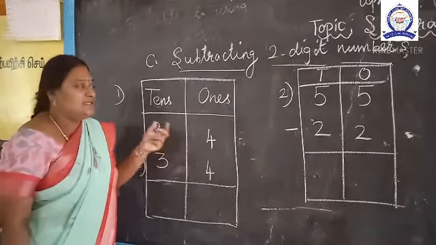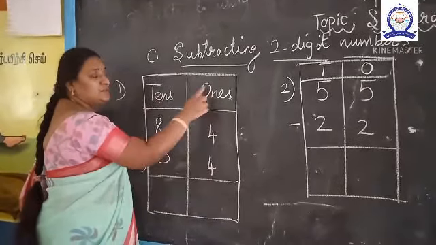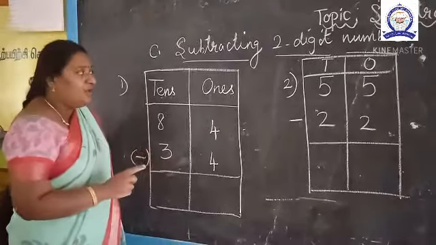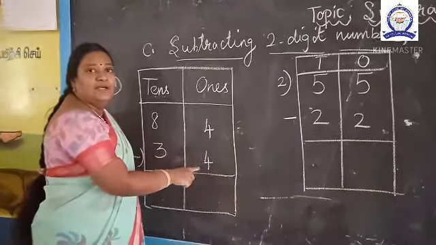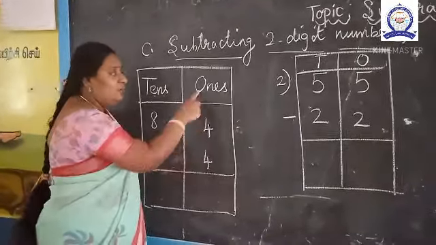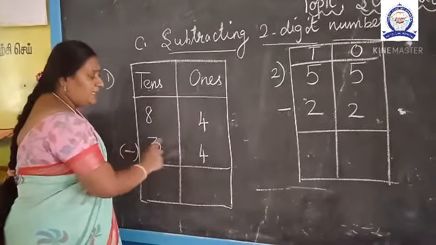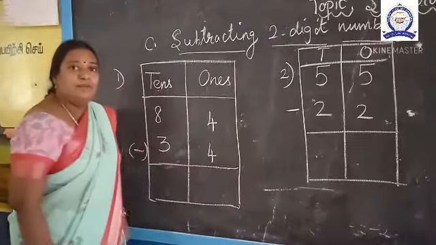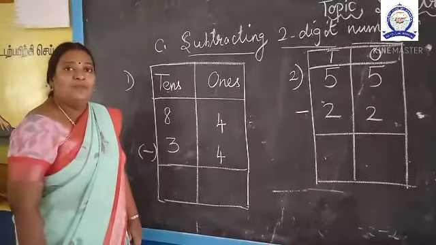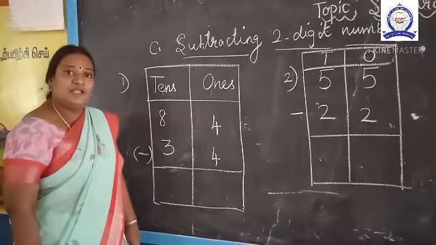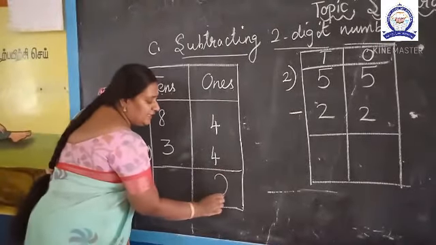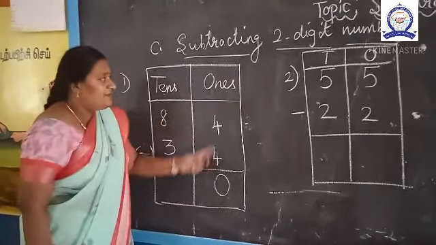You have to subtract. Listen. So this column is ones column. This column is tens column. So first step, you have to subtract the ones column. Okay, I am subtracting the numbers in the ones column. So here 4 minus 4. 4 minus 4 is 0. So any number subtracted from itself is 0. 1 minus 1 is 0, 10 minus 10 is 0, 100 minus 100 is 0. So 4 minus 4 is 0. Okay? So we have subtracted the ones column.